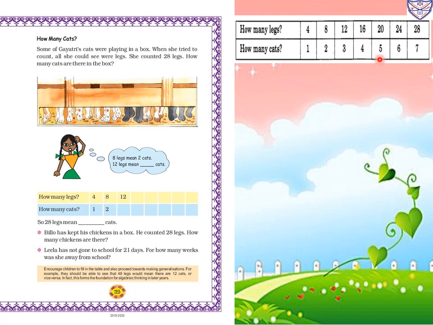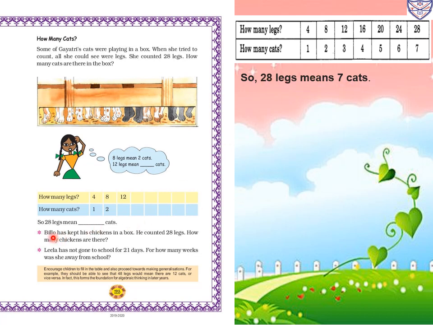Then 5 cats will have 20. 16 plus 4 is 20. Then 6 cats will have 24 legs. Then 7 cats will have 28 legs. Now 12 legs means dash cats. So 12 legs means there are 3 cats. Like this we have to fill this table. So 28 legs means dash cats. How many cats are there? So 28 legs means 7 cats.